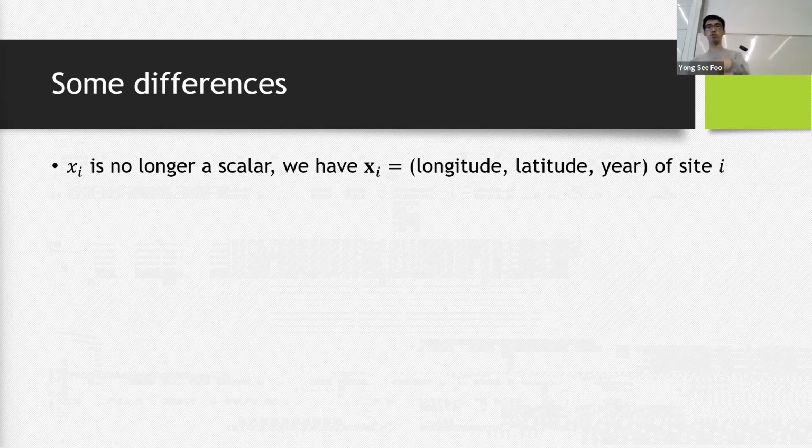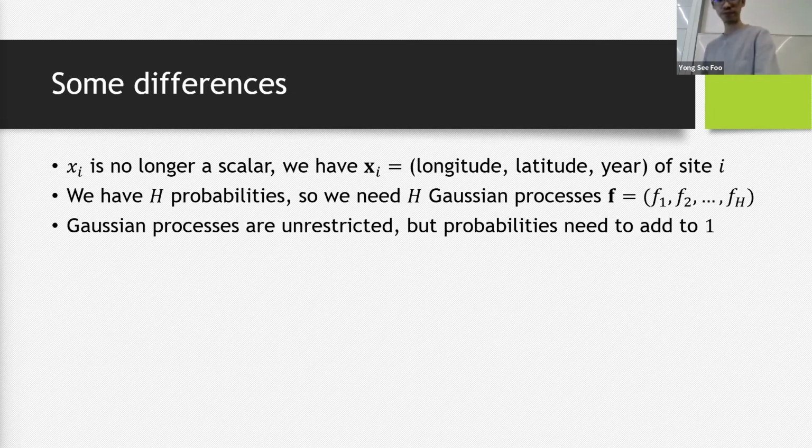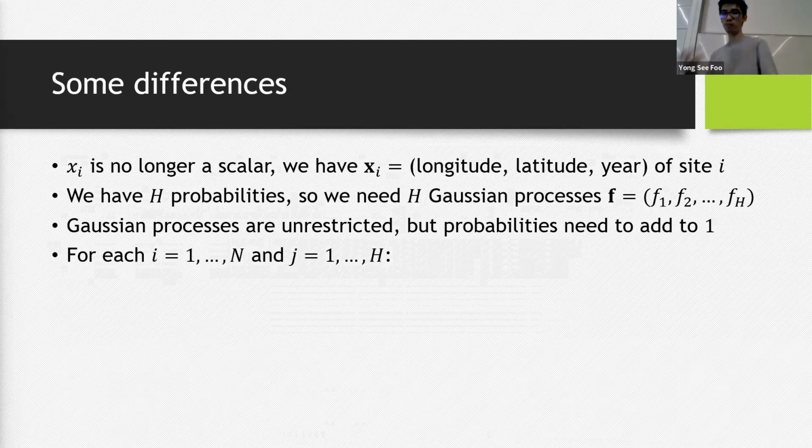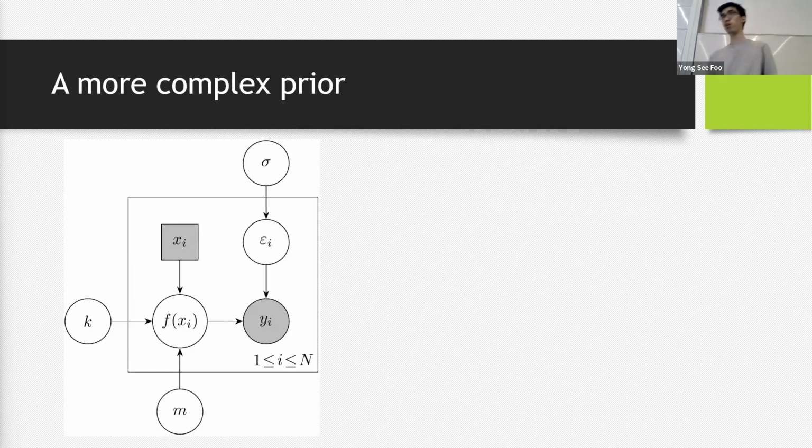Complications are x is no longer just one dimension, it's got longitude, latitude, and year. You can't just have one Gaussian process because you have h different probabilities, so you need h different functions instead. Gaussian processes don't have a bound, but your probabilities have to add to 1. And so there's some complicated way that I want to explain to convert all of these f's, which don't have any bounds, into p, so that all your pij's would sum to 1 across the j. And so this gives us a more complex prior.